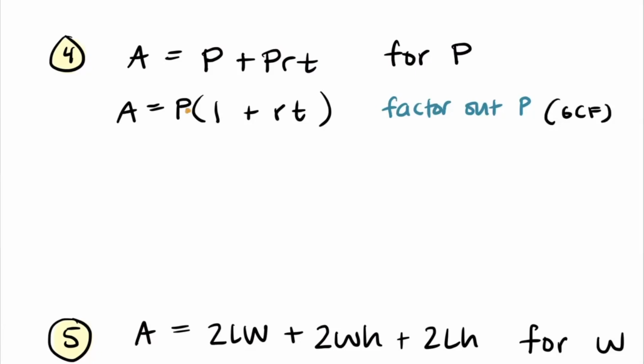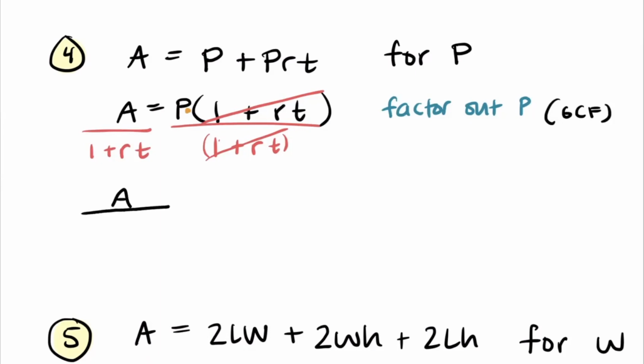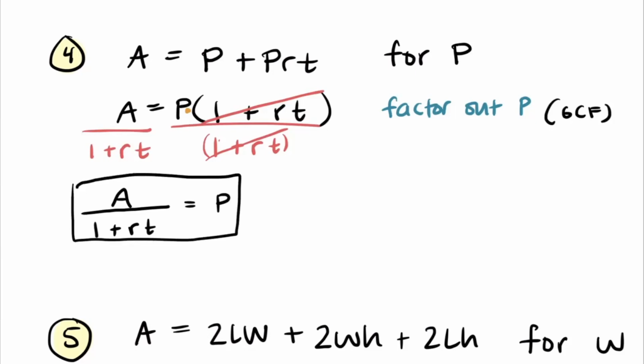So to solve for P, what we'll do is just divide by 1 plus RT, right? And this will cancel that out on the right side. And on the left side, we can't do much to simplify that, so we'll just have to write it as A over 1 plus R times T, and then that is equal to P. And this is our equation solved for P.